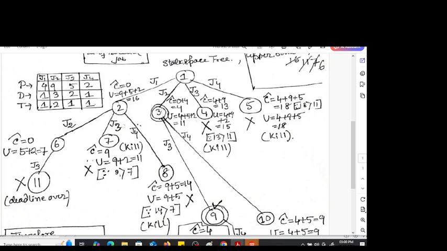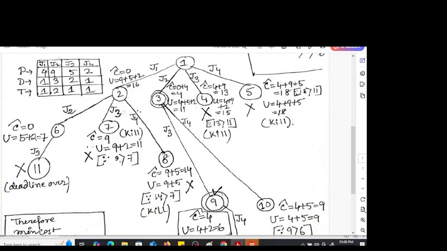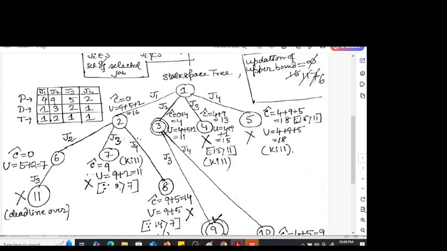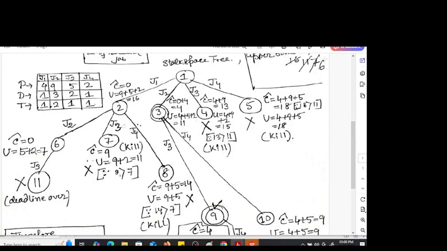Now if you pick job J2, and after that job J3, then J2, J3 is 9 plus 4, which has to be excluded. So 4 is the cost. 0 plus 4, 4 is the cost. And the upper bound will be 4 plus 2, because J2, J3 I'm picking. So J1 plus J4 will be the upper bound, which is nothing but 6. Now 4 being the cost, I can update this, and the upper bound is 6. I can update this 7 by 6.